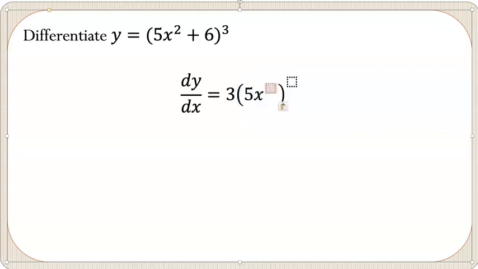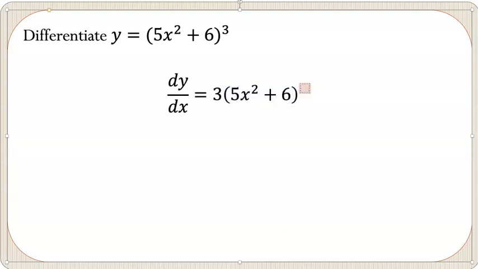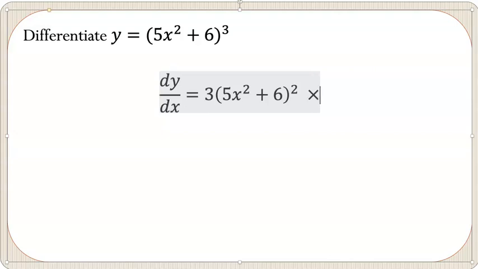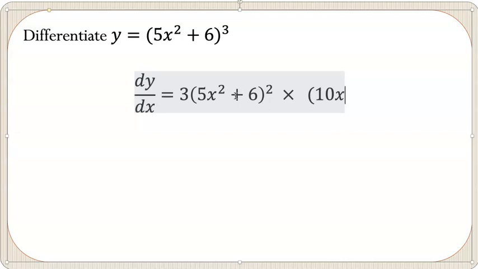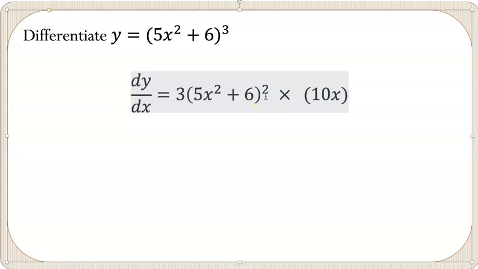Right, so 5x squared plus 6. And the power becomes 3 minus 1, which is 2. So that's it, the big function, the outer function. But we're not finished, because we now want to multiply all of that by the differential of the internal function. So for the internal function, it's just 5x squared plus 6. So we differentiate 5x squared, we get 10x. Differentiate 6, it's just a constant, so we get 0. So this is what we get from that.